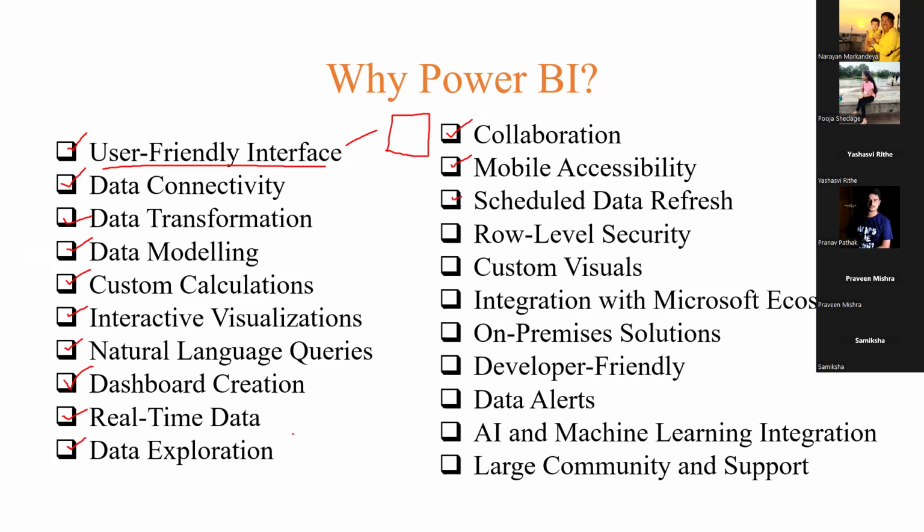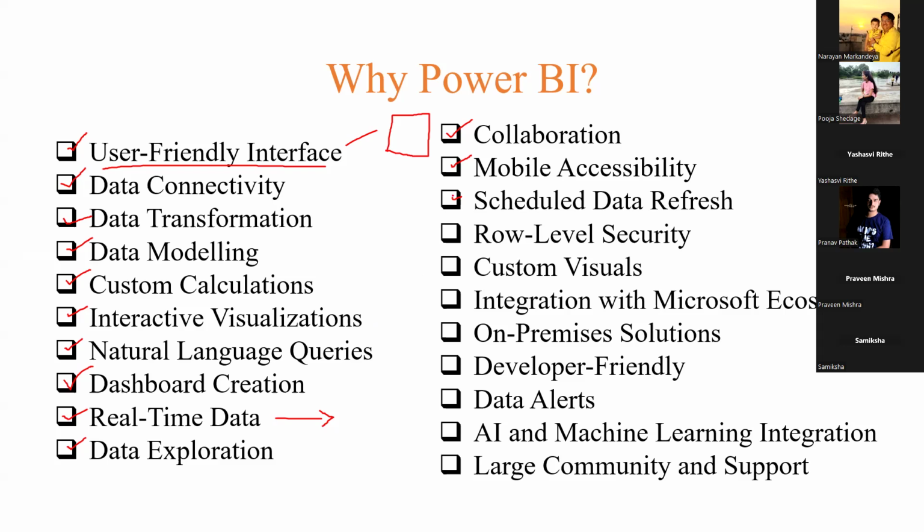As I mentioned here, in real-time data, if your company data changes every 15 minutes, 30 minutes, 1 hour, 2 hours, 5 hours, then you can schedule the data refresh. After 1 hour, the dashboard values will refresh. After 2 hours, dashboard values will refresh. After 1 minute, dashboard values will be refreshed. So you can schedule the data refresh.